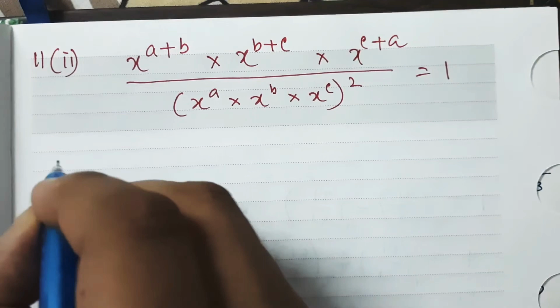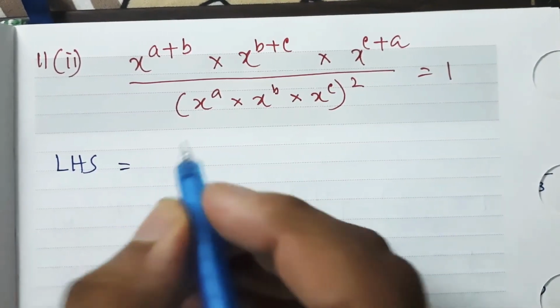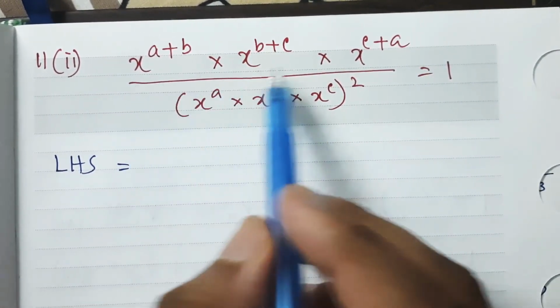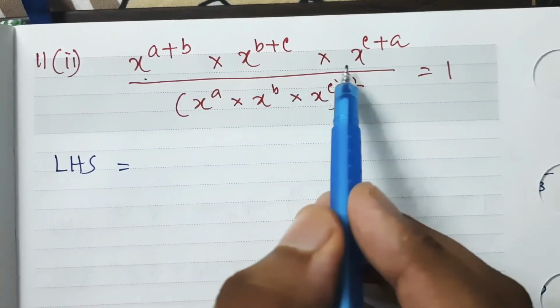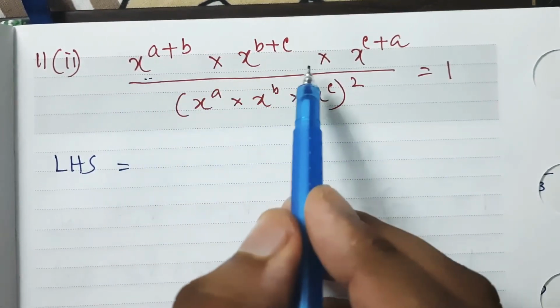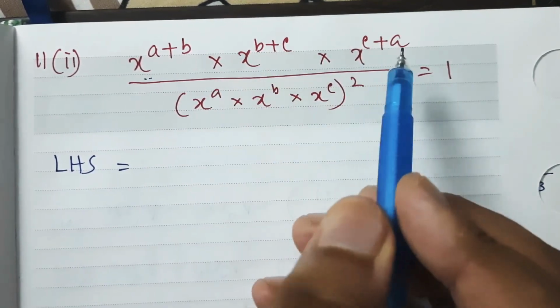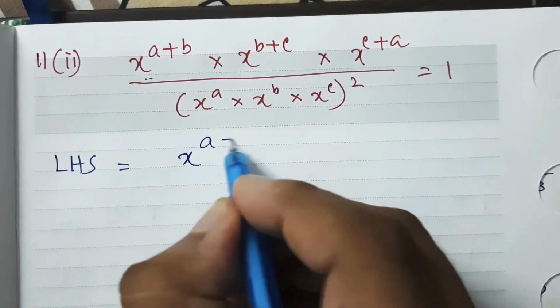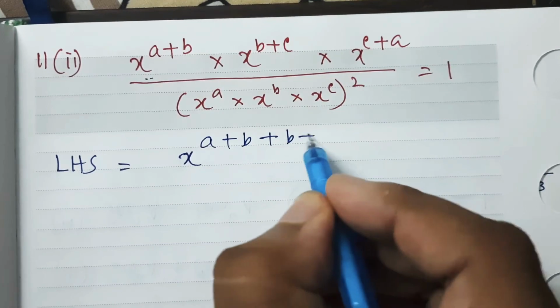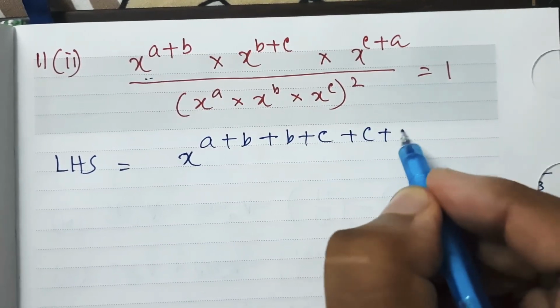Now here the left hand side is equal to, so first you can see that in the numerator all bases are same, that is x. So here you can apply formula number 1. So you just have to add the powers. So x to the power a plus b plus b plus c plus c plus a.